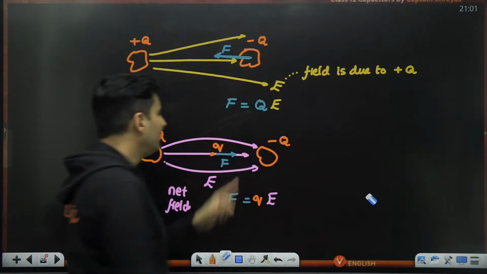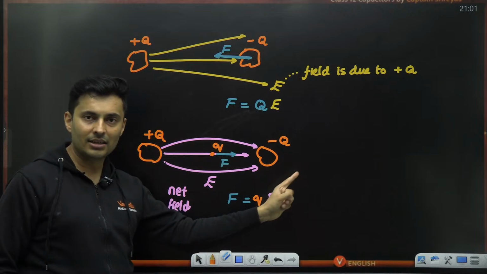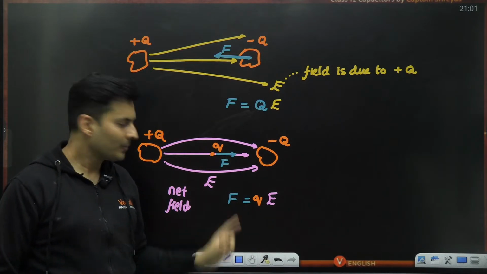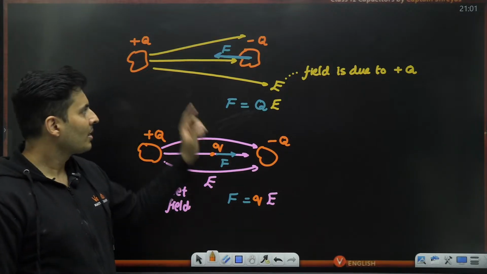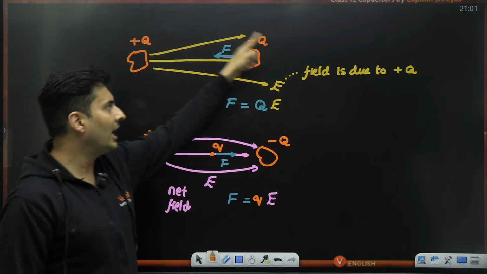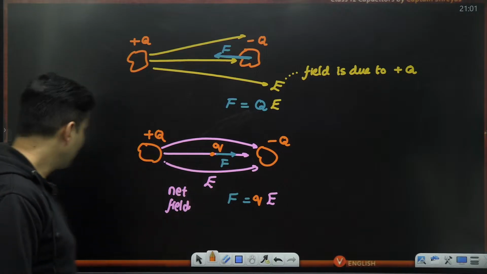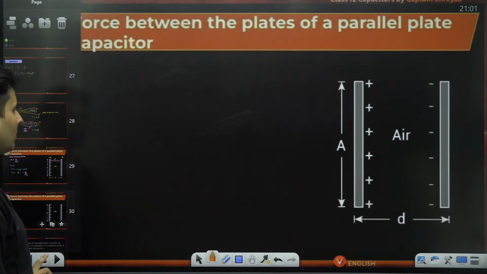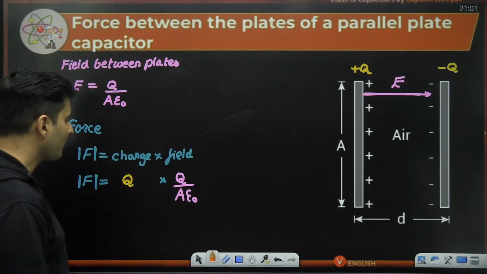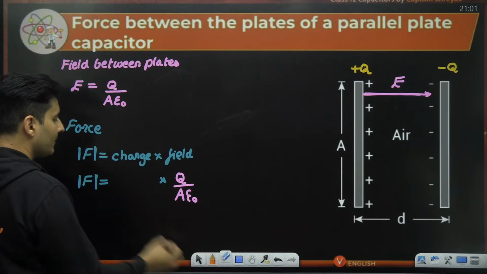So guys, this net field can't apply force on any of these charges, but on a third charge, that becomes external for that, and it can apply a force. So when you use the field due to a single charge, that's when you can find the force on the other charge. So guys, over here, this calculation is 100% wrong. So in fact, I can use this calculation for calculating something else.